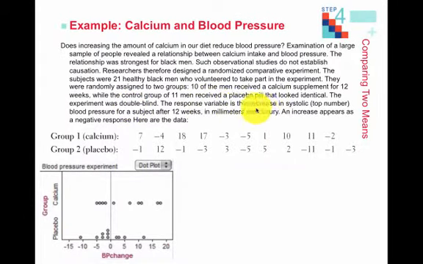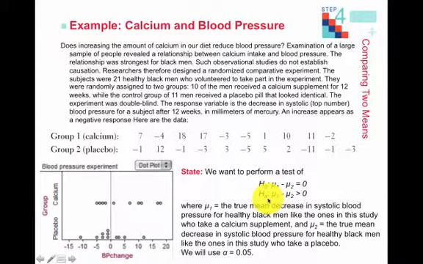The response variable is the decrease in systolic blood pressure for a subject after 12 weeks. An increase appears as a negative response. So if their blood pressure went up, it's going to be a negative number. So negative numbers are bad here. We want the blood pressure to go down. So here is a dot plot of our data. Here's our data itself right here. 10 in group 1, 11 in group 2.